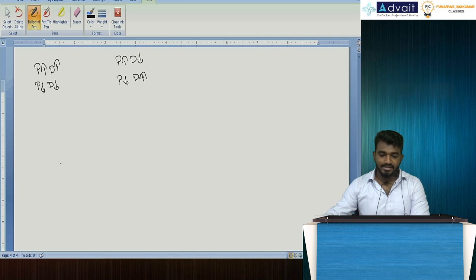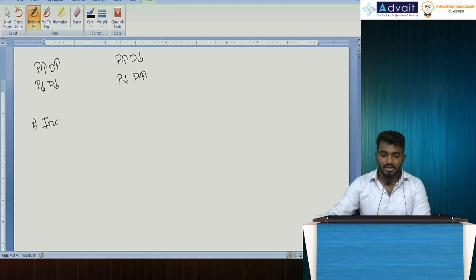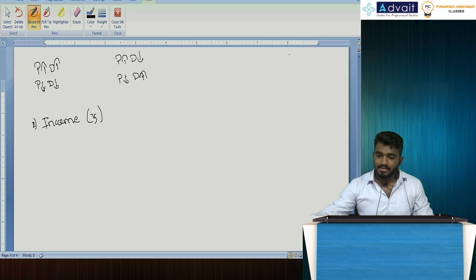Now, second one, income. Remember, in economics, small letter y is called income. And do you know this pi symbol? Pi symbol is called profit. Small letter y is called income. Now, I will ask you a question, or let me give you one example.